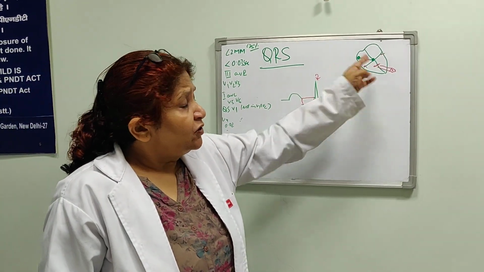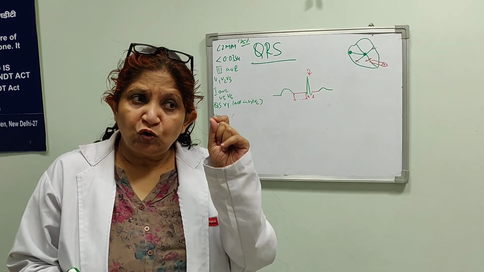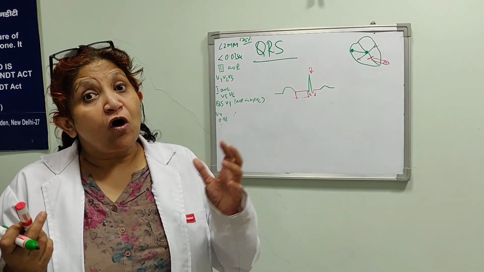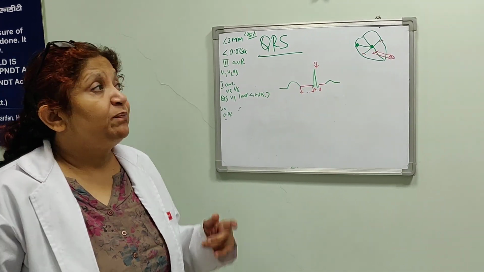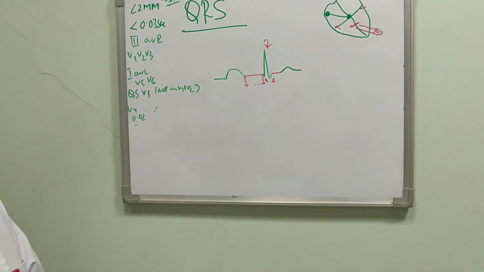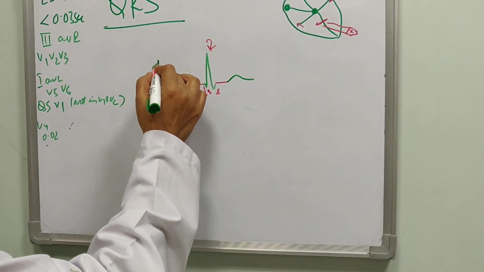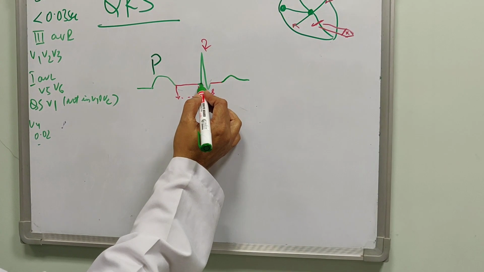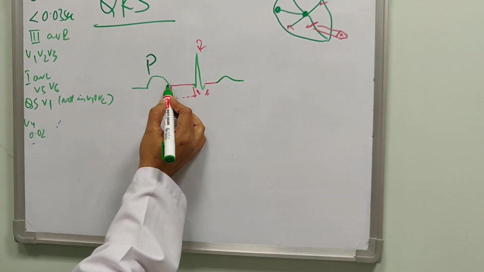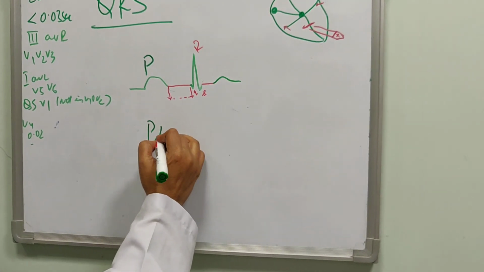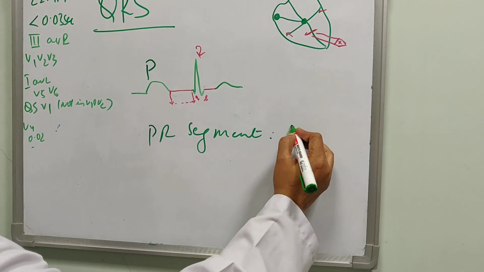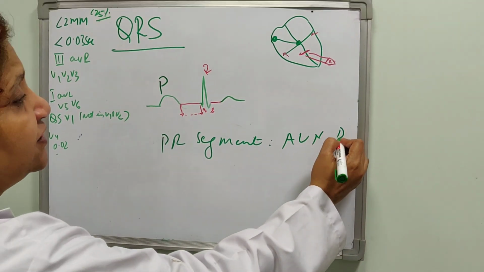So AV nodal depolarization is slow and so small in amplitude that it is not caught on the electrocardiographic paper. That is why it will produce a flat line or isoelectric line. Since this was the P wave and this is the QRS, which represents the ventricular depolarization, this is called the PR segment. So the PR segment represents the AV nodal depolarization.